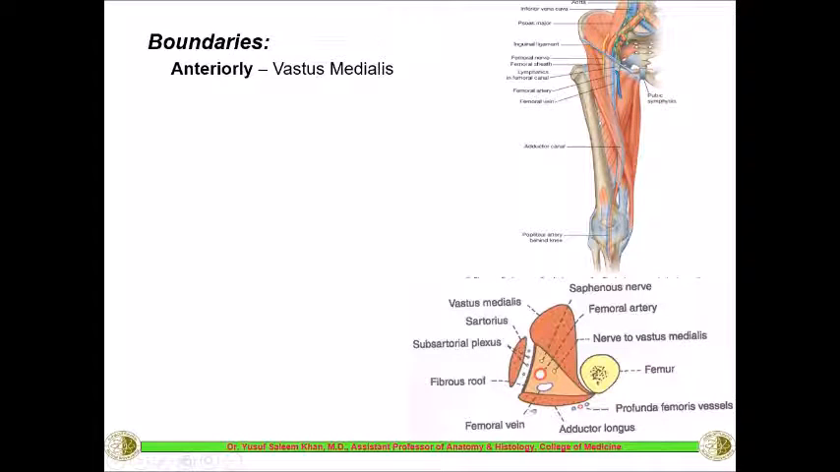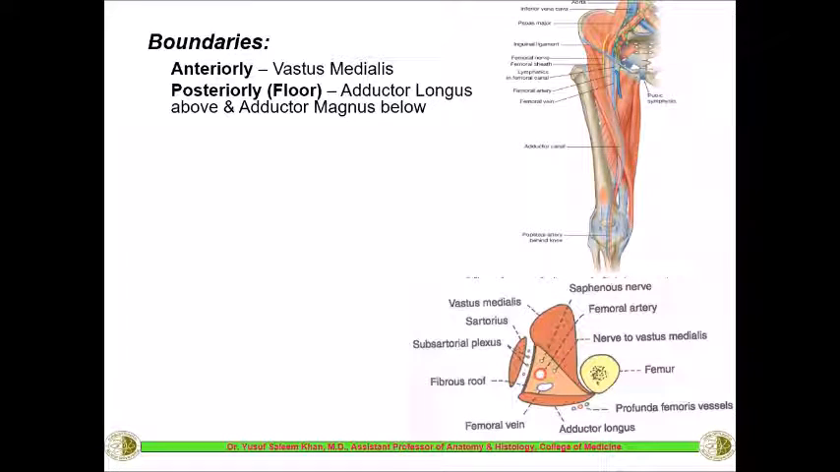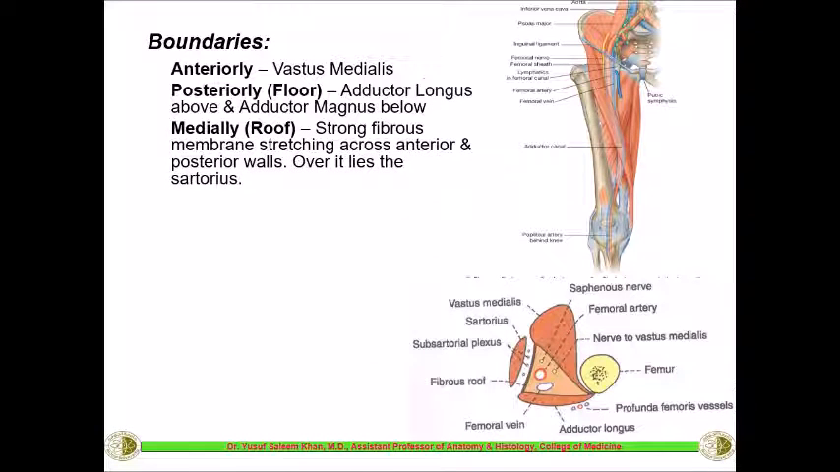The first boundary is the anterior boundary, or the anterior wall, which is formed by the vastus medialis. So this is the muscle here which forms the anterior boundary for this triangle. So this is the vastus medialis. Posteriorly, or the floor, is formed by the adductor longus muscle here, as well as the adductor magnus below. So this is the adductor longus which will be forming the floor above, and the adductor magnus will form the floor below.